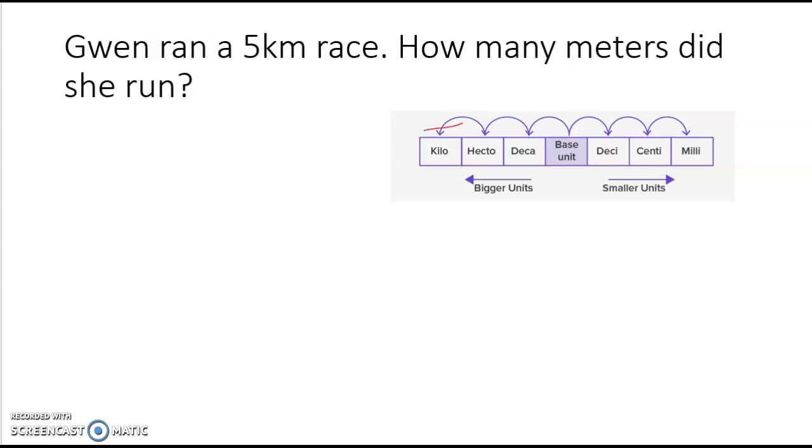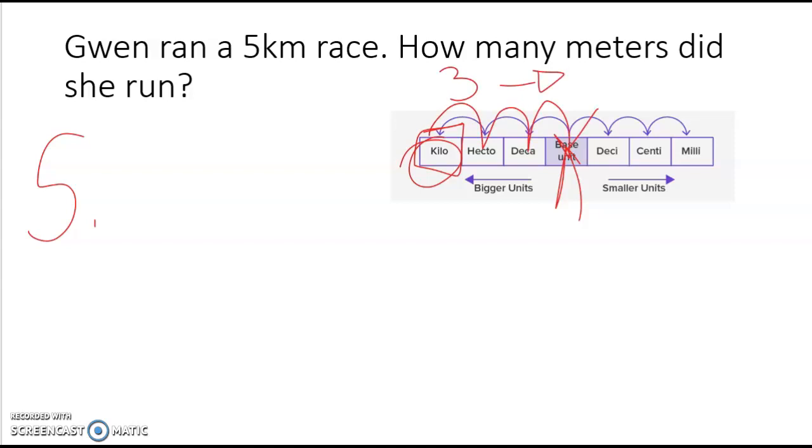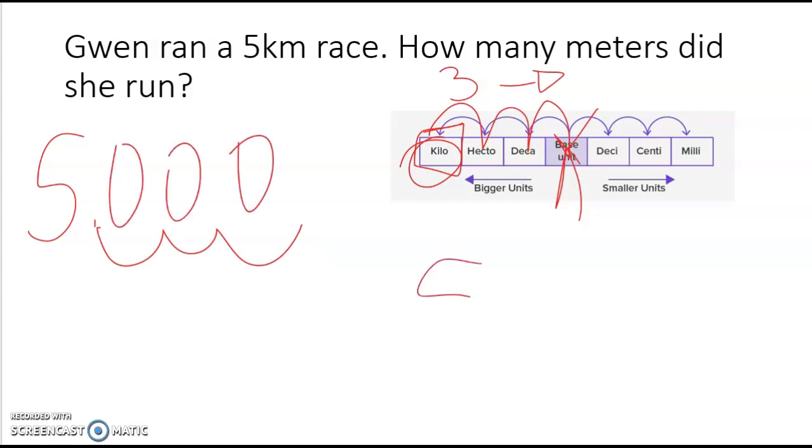Okay, so the key is, notice where you start. We have 5 kilometers, and we started here. We want to move to meters. So I'm moving 1, 2, 3 units to the right. That means I move my decimal place 3 units to the right. And all of these, I call them humps. All of these humps, we fill them with zeros. So that would give me 5,000 meters.